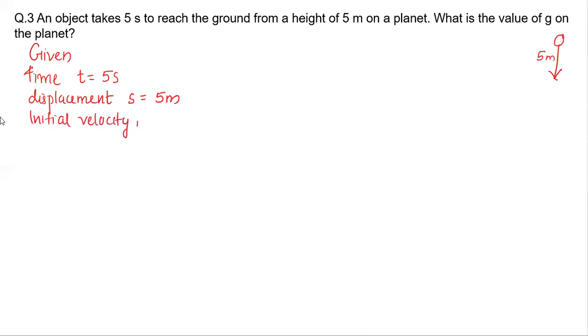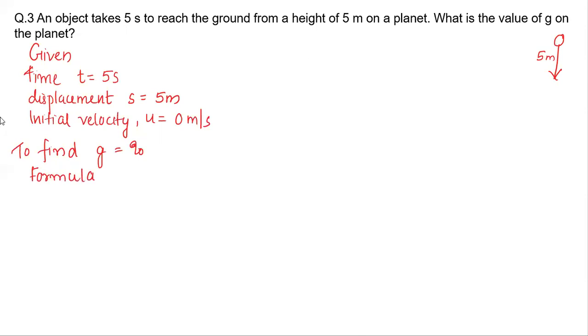That is u is equal to 0 meter per second. Okay, we want to find out the value of G. What is G? Acceleration due to gravity. So to find acceleration due to gravity, G, we know which formula we will use.